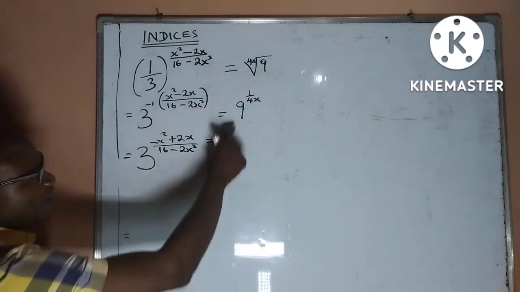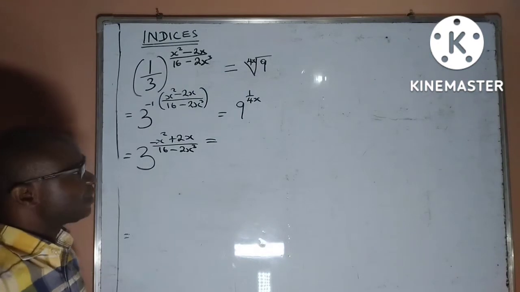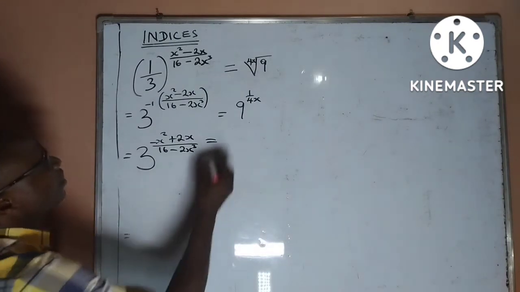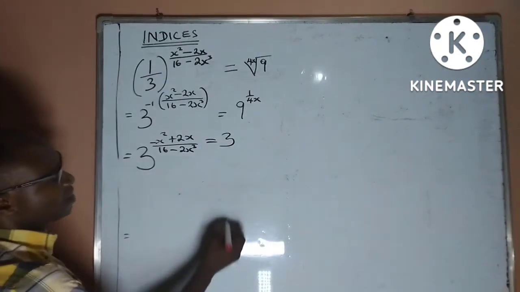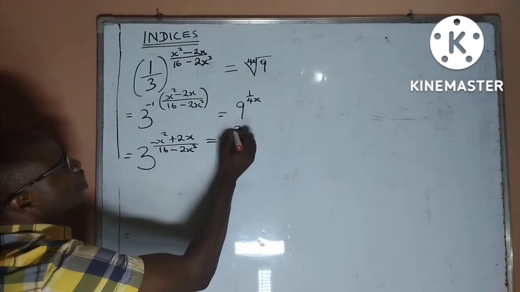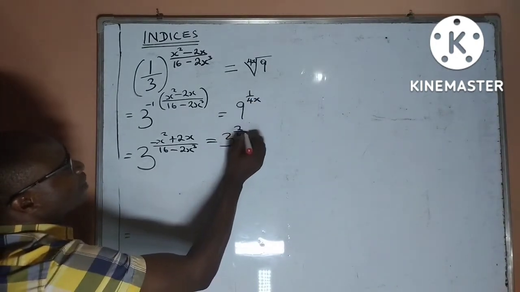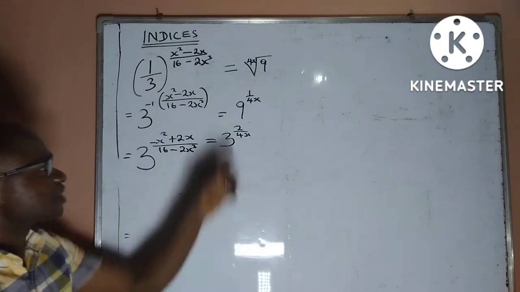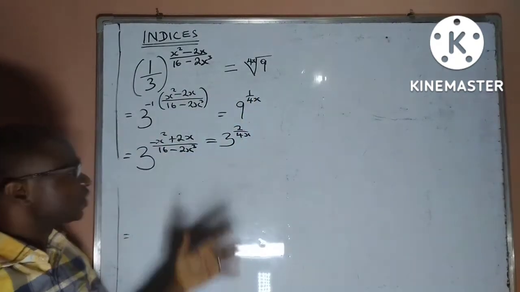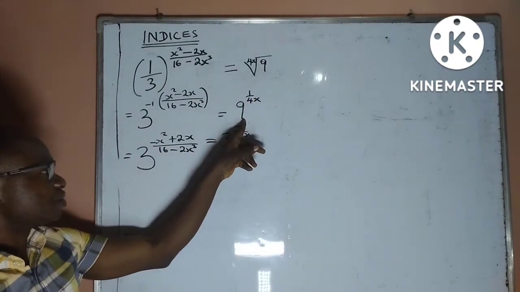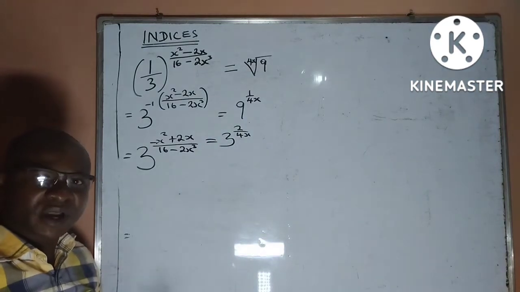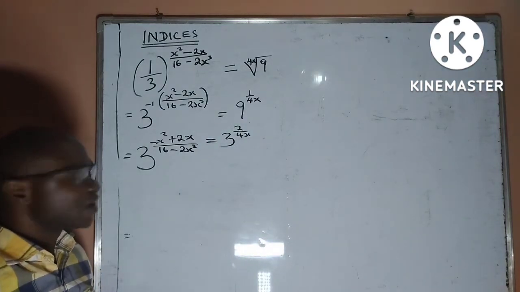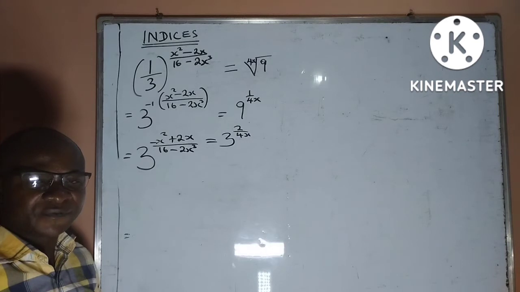Equal to 9, which now is 3 raised to the power 2 as I have said, all over 4x. That is 3 raised to the power 2 times 1 over 4x, which will give us 3 raised to the power 2 over 4x. Of course, we can reduce 2 over 4x to be 1 over 2x.